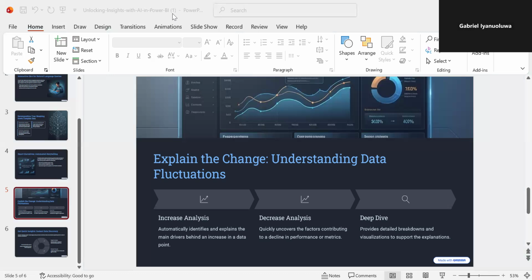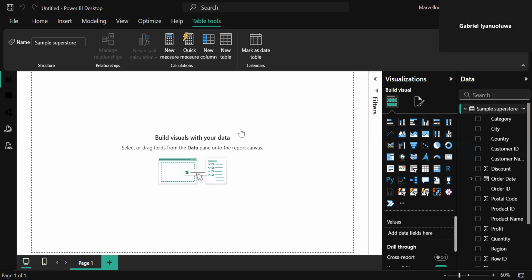So one of the beauties of using visualization for explaining data fluctuation, explaining why there is an increase and decrease in our data points or metrics, is that we understand the benefit of that and are able to explore, so that we can adjust on time and also provide the solution needed. Let's go to Power BI to demonstrate how to work with all this, and they are very important.